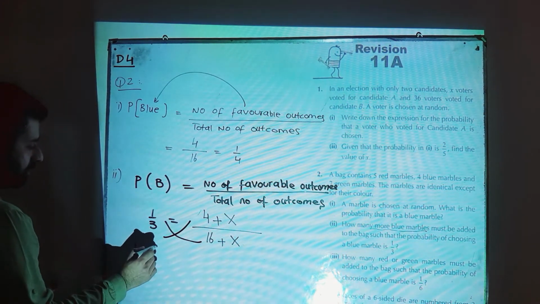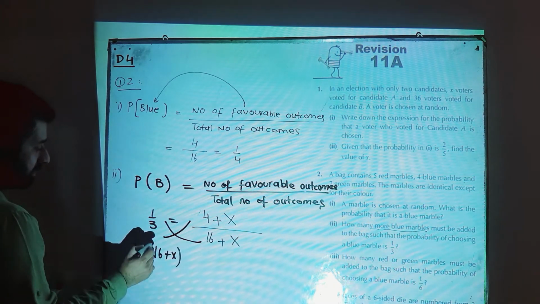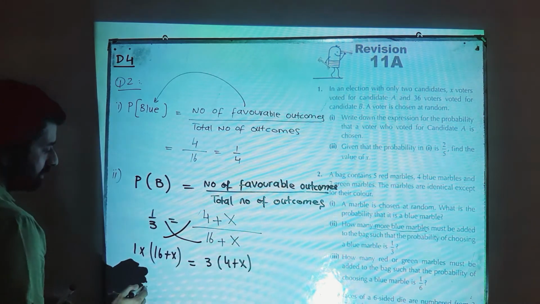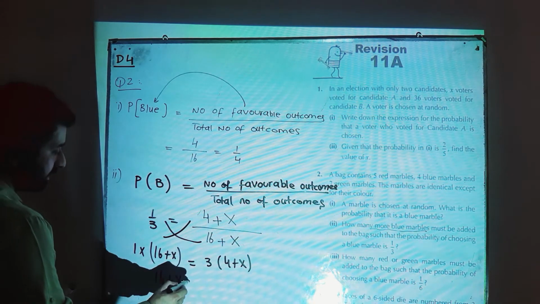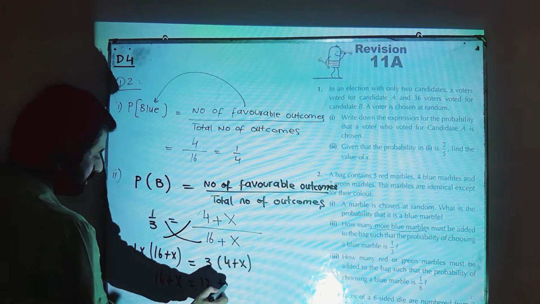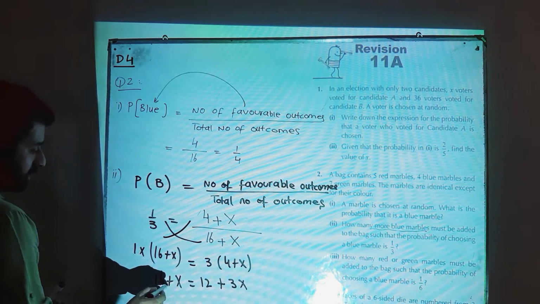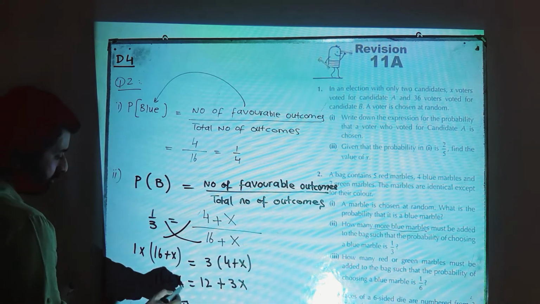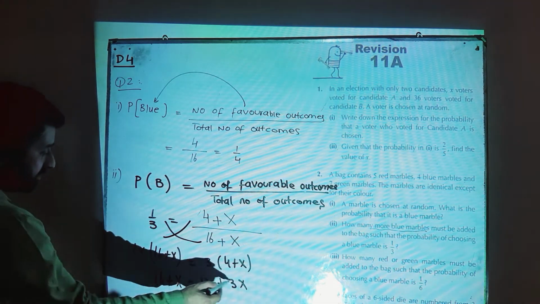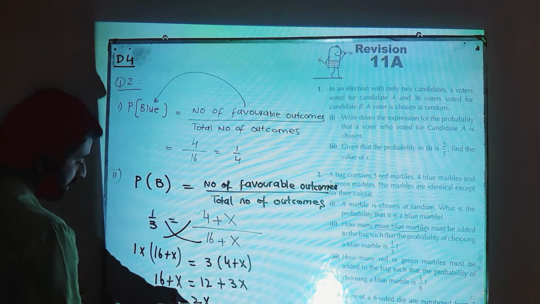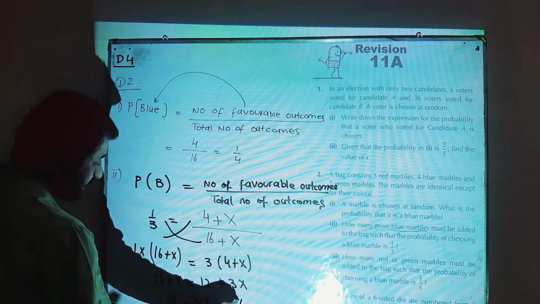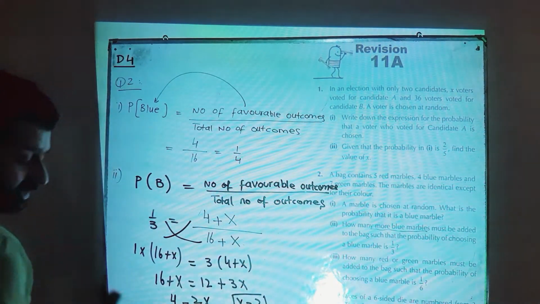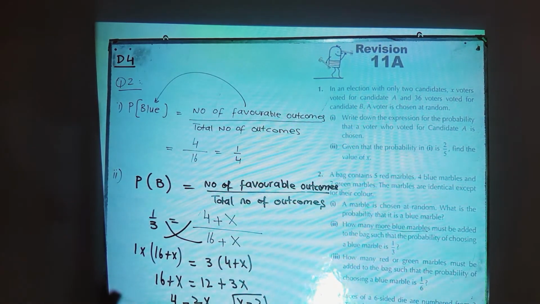1 into 16 plus X is equal to 3 into 4 plus X. It will become 16 plus X is equal to 3 times 12 plus 3X. Now move 12 to the left side: 16 minus 12 is 4, while X, when it moves to the right side, 3X minus X is 2X. So 4 is equal to 2X and X will be equal to 4 by 2, that is 2. So you have added 2 more blue marbles in the bag.